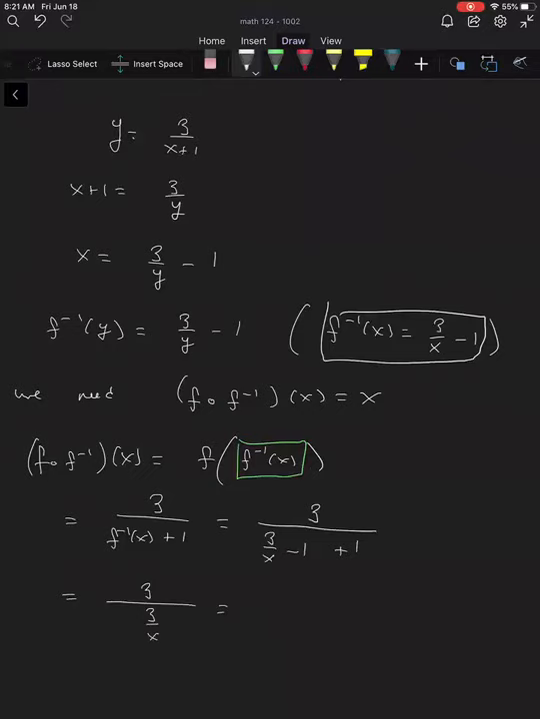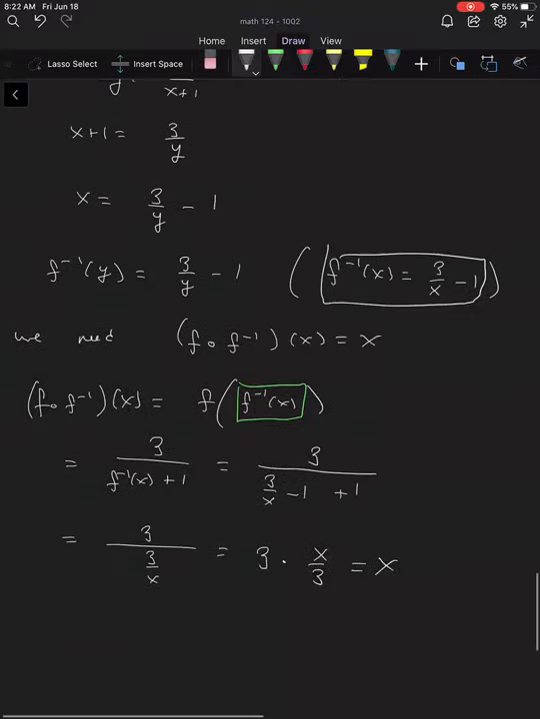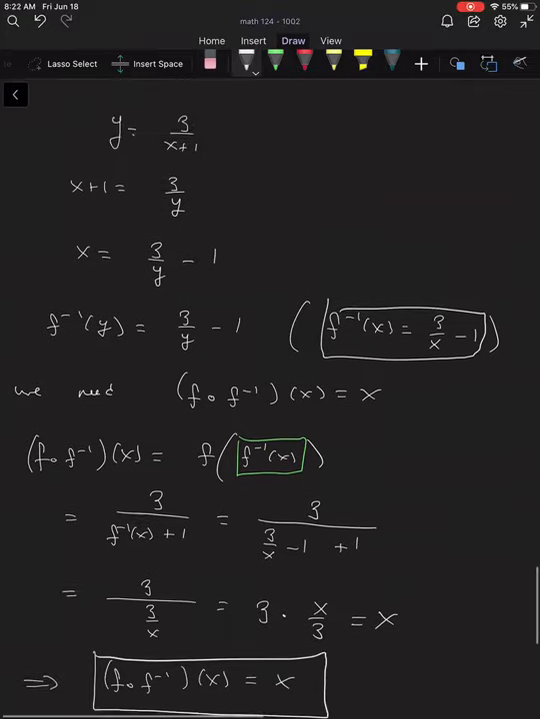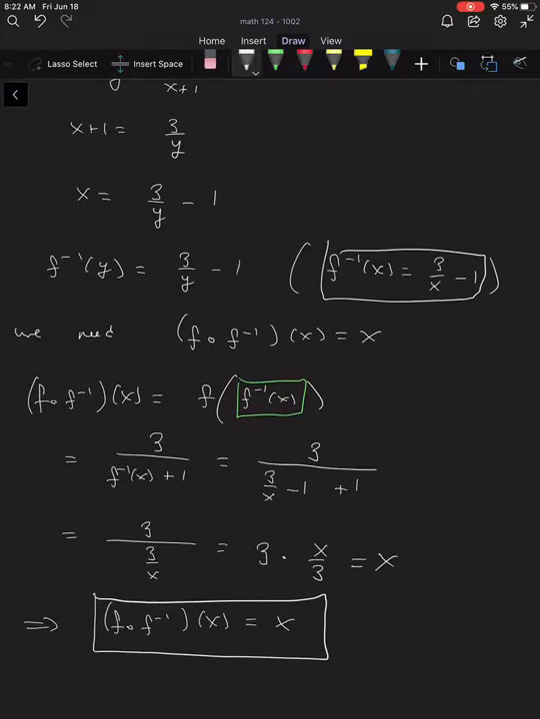So this is equal to the top, which is just 3, and then we divide by fractions. You take the bottom fraction, turn it upside down, x over 3. So the 3's cancel, and we just get x. So we're good. We do end up getting that f composed with f inverse of x is actually equal to x. So that's really all we needed to do. This really isn't anything new. We did composite functions a little bit ago. This is just a way to check your answer.